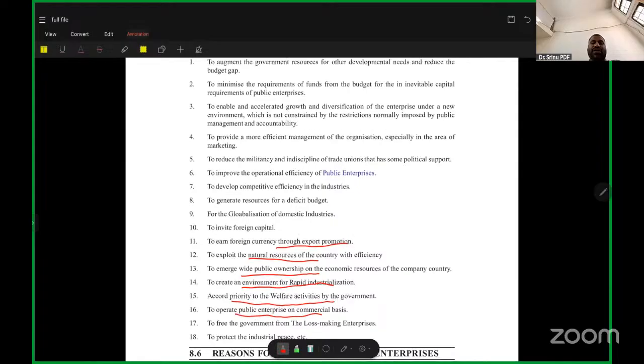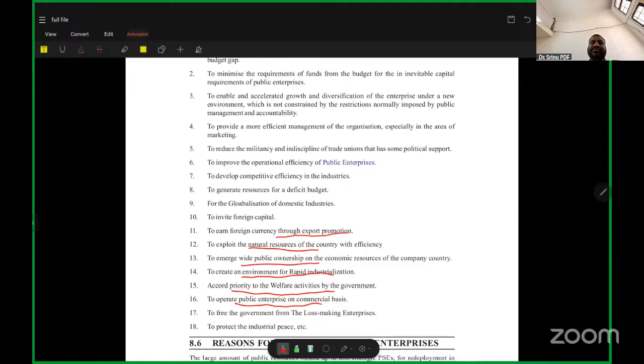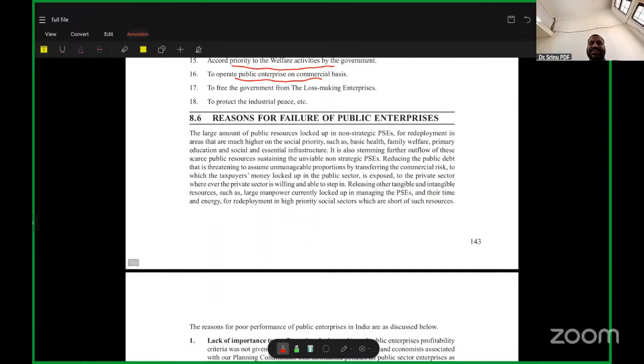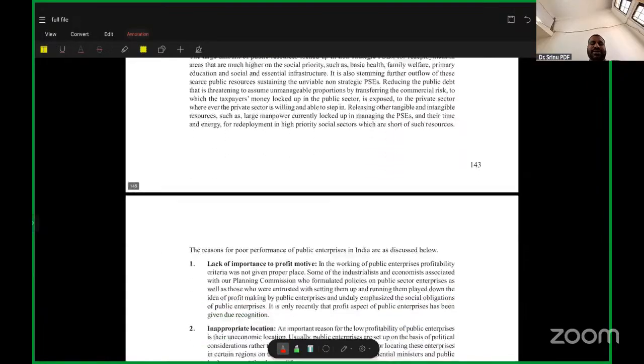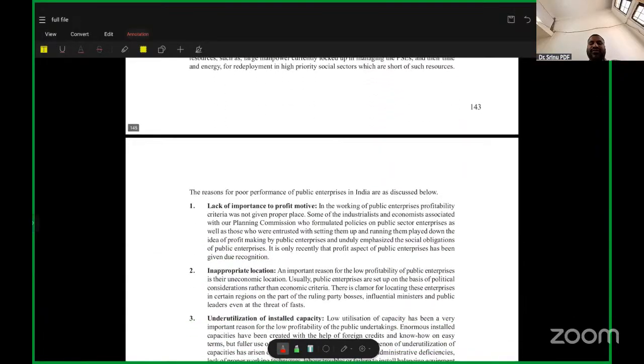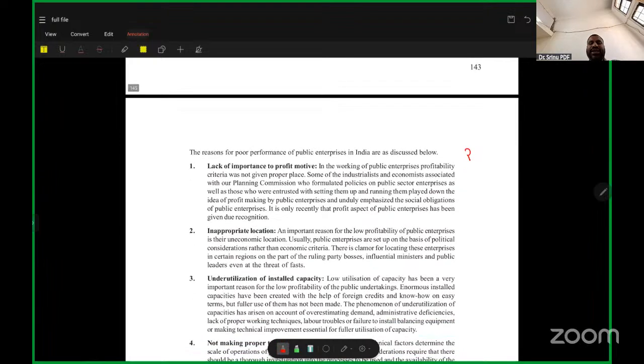So these all are the major objectives behind privatization. Reasons for the failure of public sector enterprises: lack of importance of profit motive. See, public sector units failed because of lack of importance of profit motive and inappropriate location.